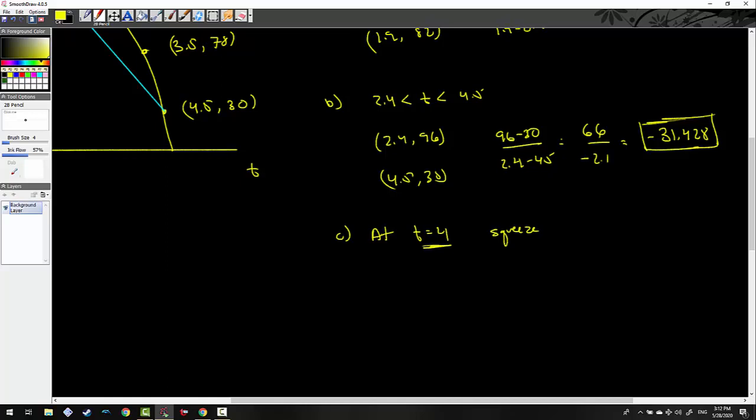So I will squeeze him in between 3.5 and 4.5, and then I will do the exact same thing as I always have. So this is 3.5 comma 78 and 4.5 comma 30. So I will get 78 minus 30 over 3.5 minus 4.5, which is going to be negative 1, and this is going to be 48. So negative 48.